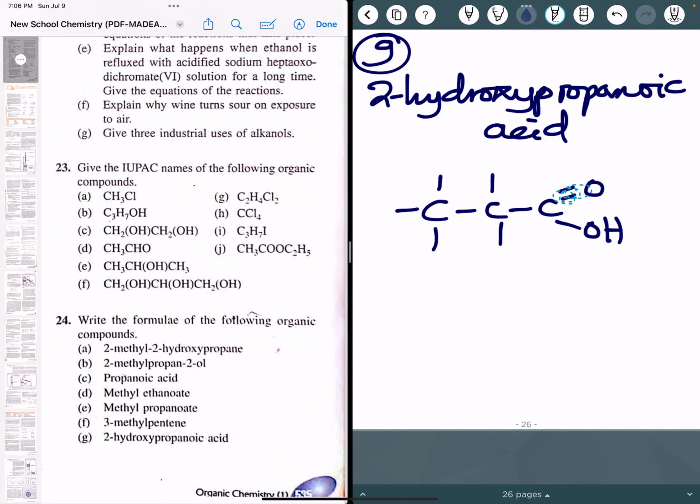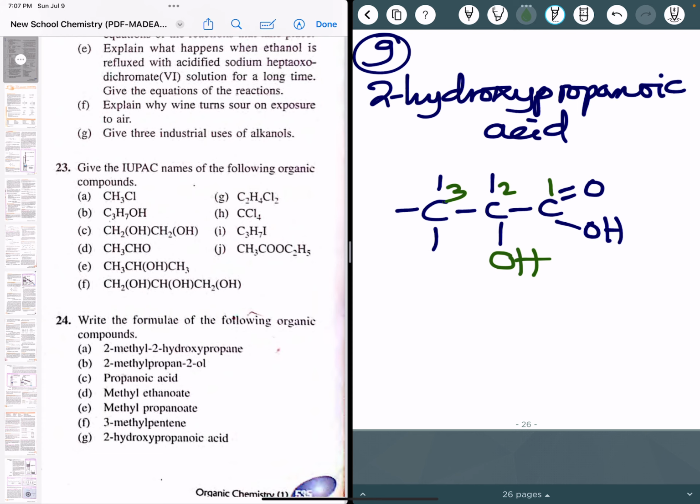So the bond of each carbon is complete now. 4 for this carbon, 4 for this carbon too, and 4 for this carbon too. So 2-hydroxy means there's a hydroxy group on the second carbon atom. So we number it this way, 1, 2, 3. The carbon carrying the carboxylic group is always labeled the first carbon atom, or carbon 1. This is carbon 2, this is carbon 3.